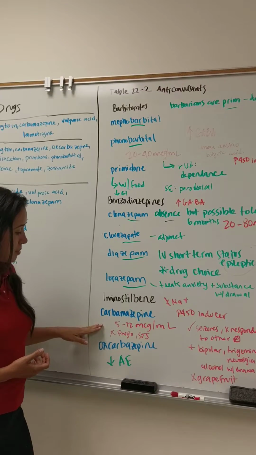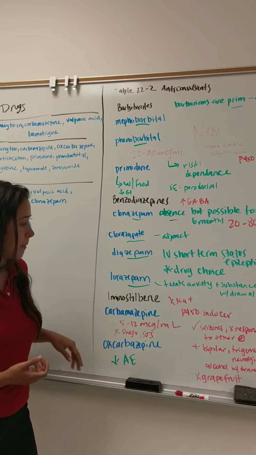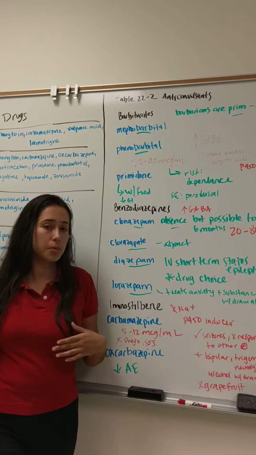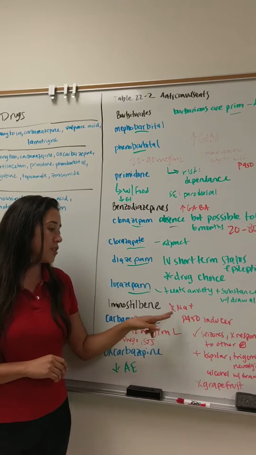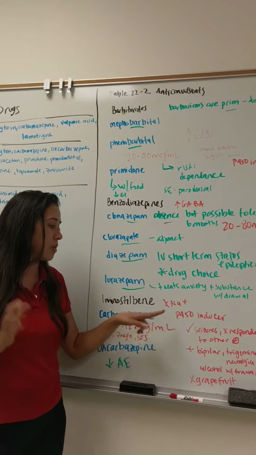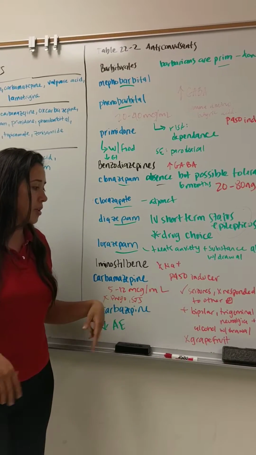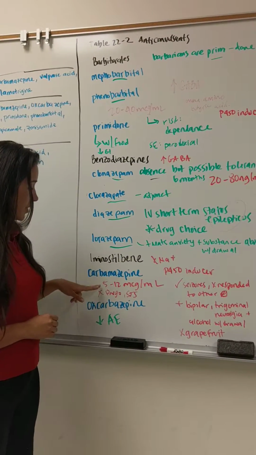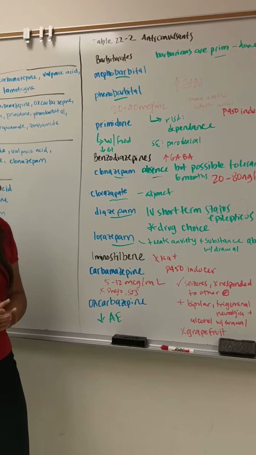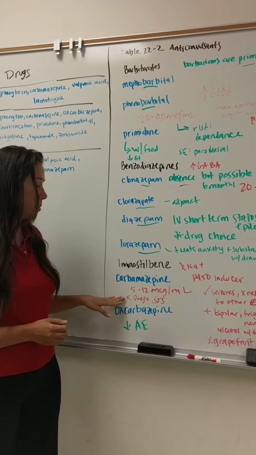We have carbamazepine. What this does, like we already talked about with the neurons, is it stops the sodium from influxing. So there's no firing because there's no sodium coming in. It's also a P450 inducer. I'm going to talk about that later. It has a therapeutic range of 5 to 12 micrograms per milliliter. It's not for pregnant people.